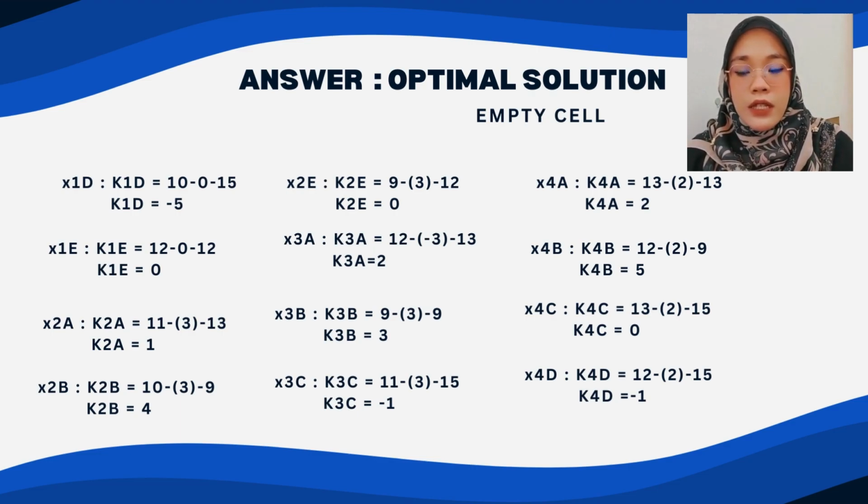There are three negative values after calculating the empty cells, which are -5 in cell U1 and VD, -1 in cell U3 and VC, as well as -1 in cell U4 and VD. So the value chosen is -5 because it shows the maximum reduction of the transportation cost.